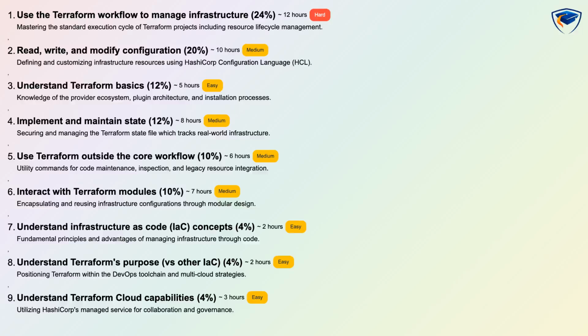The remaining domains account for the other 56% of the exam, covering topics such as understanding Terraform basics, implementing and maintaining state, using Terraform outside the core workflow, interacting with Terraform modules, understanding infrastructure as code concepts, understanding Terraform's purpose, and understanding Terraform cloud capabilities.